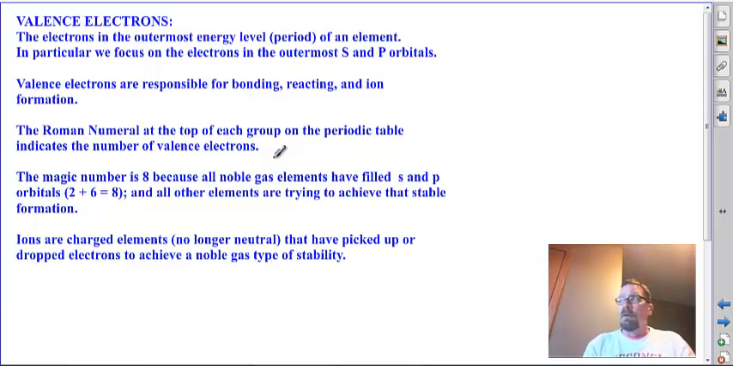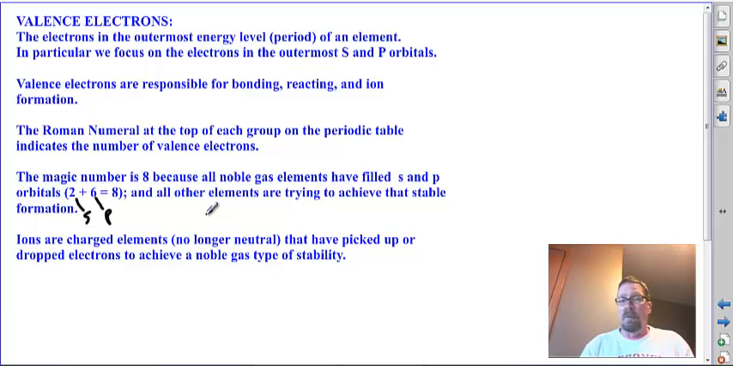And really what you're looking at is what ions they will form. Elements themselves are neutral, and they will not react as neutral entities, so forming ions is a method of being reactive. Since an s orbital can hold 2 electrons, and a p orbital can hold 6 electrons, the magic number is 8.